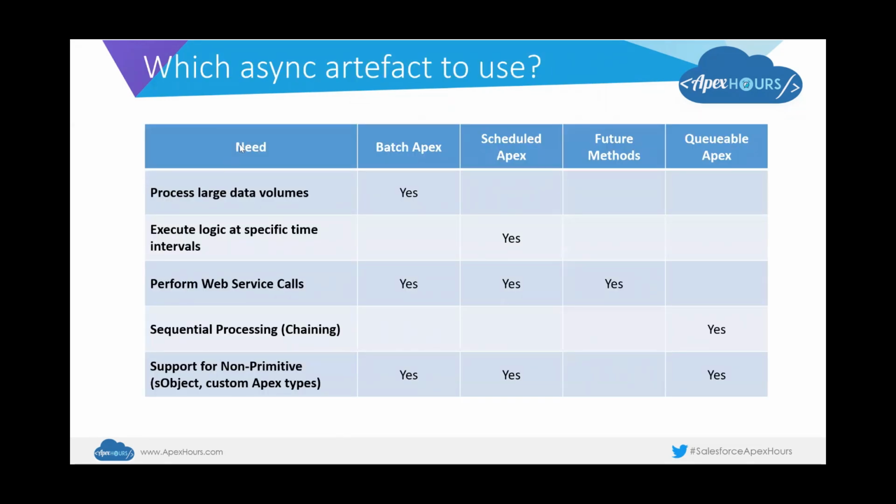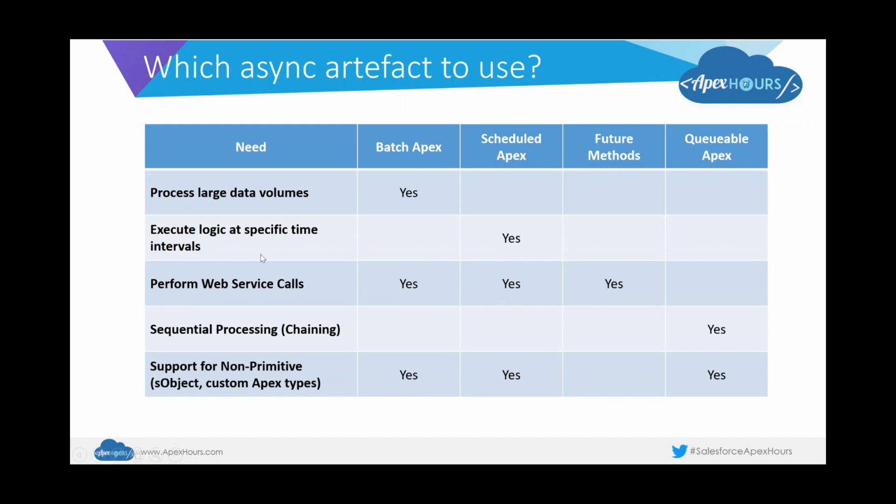So here, this side of the table identifies the need, and these are all the four artifacts that are available in Apex to perform asynchronous processing. Let me give you a quick rundown. In case you want to process large volumes of data asynchronously, then of course Batch Apex is your tool of choice, because you know that Batch Apex is capable of processing 50 million records.